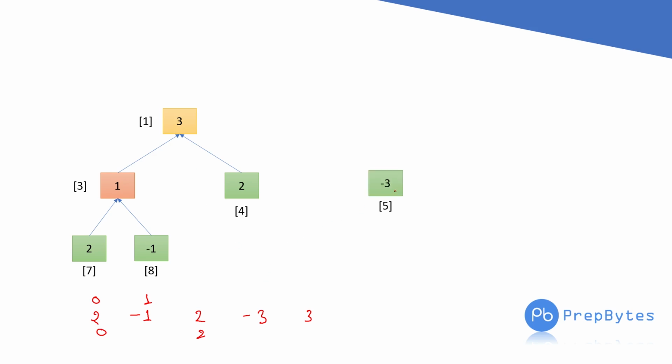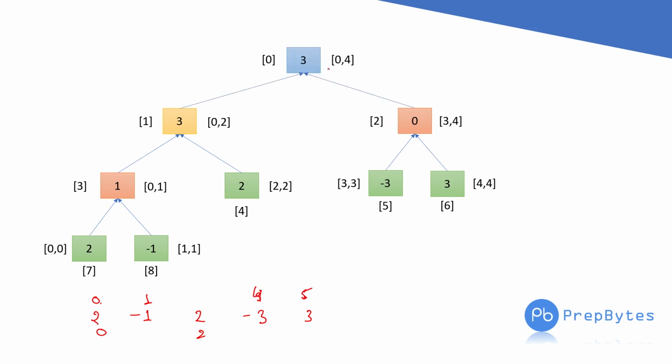Now between -3 and 3, what is the range? What is the sum between the range of 4 and 5? It is nothing but 0. And what is the sum now between the range from 0 to 5? 0 to 5 has the sum nothing but 3 plus 0. So the upper node represents from 0 to 4. Okay, sorry, it is 0, 1, 2, 3 and 4.